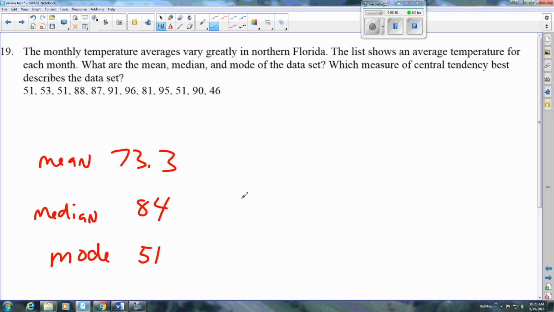Number 19, mean, median, and mode of the data set. The mean is going to be 73.3. Add them all up, divide by the numbers used. Median, you put them in order, find the middle number. Mode is going to be 51 because it came up the most often. Which measure of central tendency describes the data set? The median best describes the temperatures. Several of the temperatures are significantly greater than the mean or the mode.